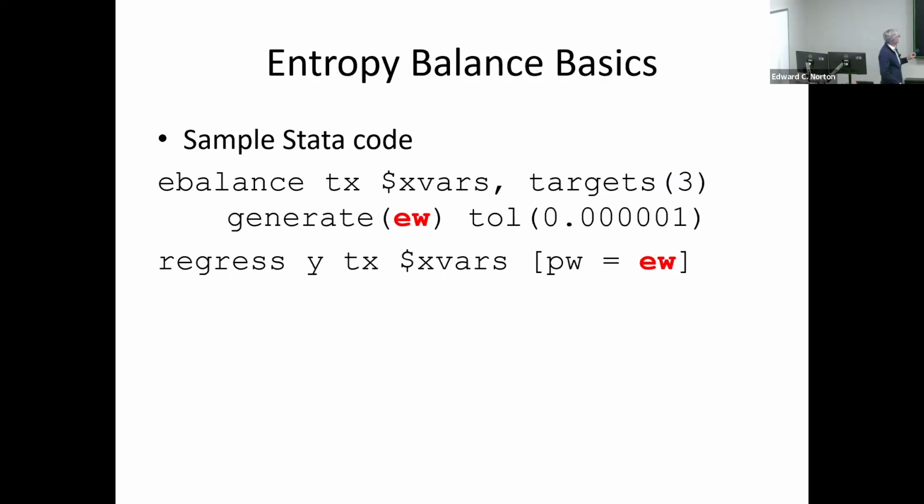so again, just for Stata users, it's 2 lines of code. You run ebalance, you generate a variable that you then use later with probability weights. Okay, and that's all you need to do.